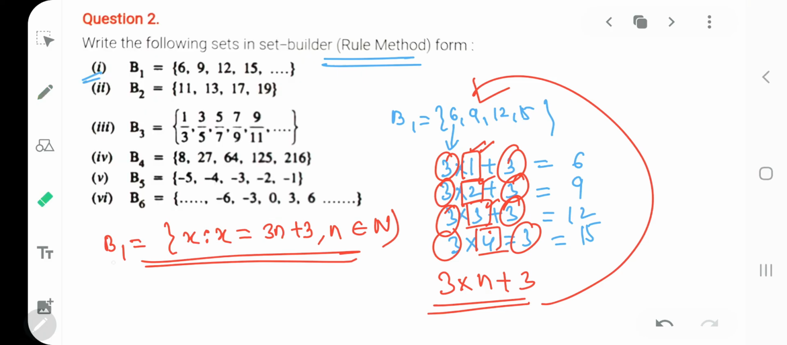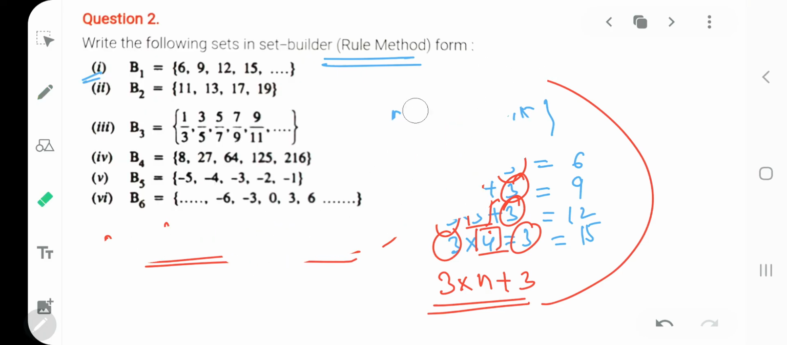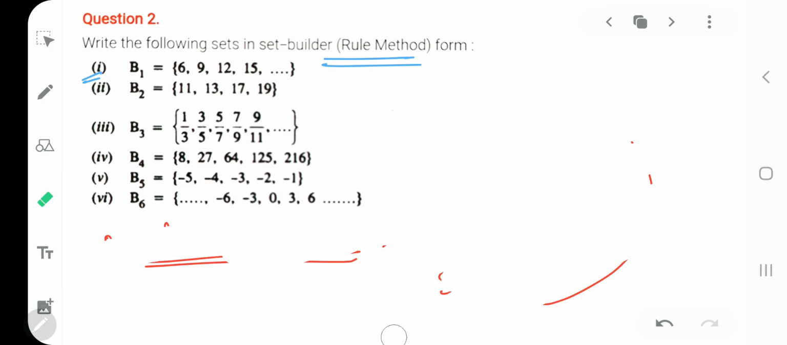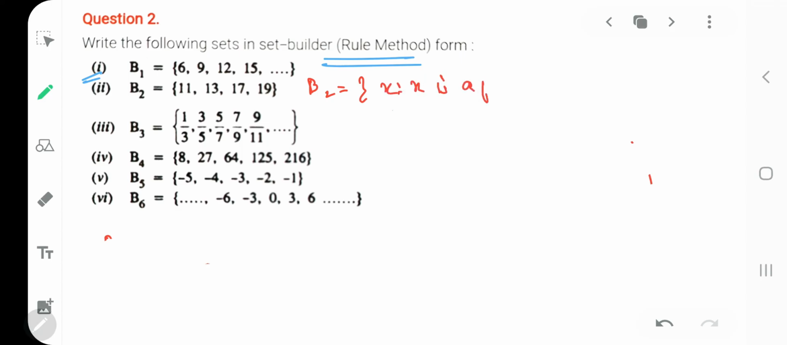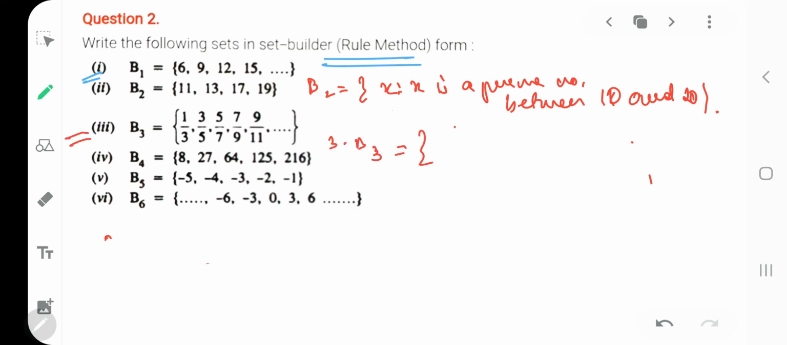Okay. Next we have 11, 13, 17, 19. My dear kids, if you notice, these are the prime numbers between 10 and 20. So can I write that B2 is a set of x such that x is a prime number between 10 and 20? Will that work?